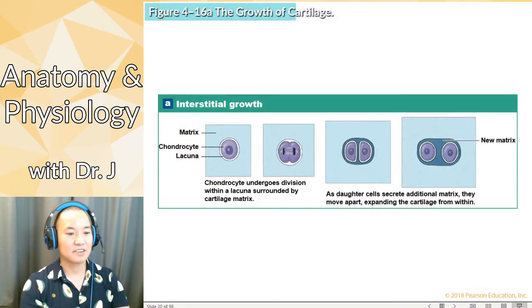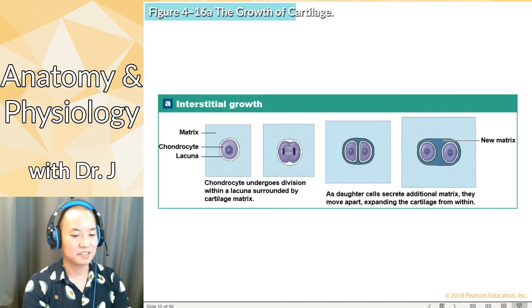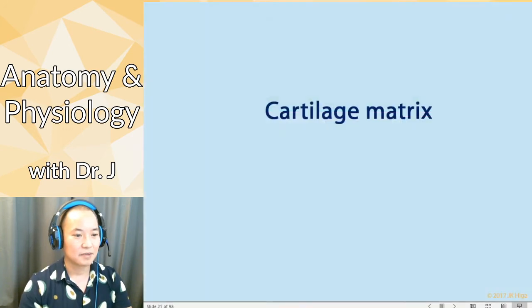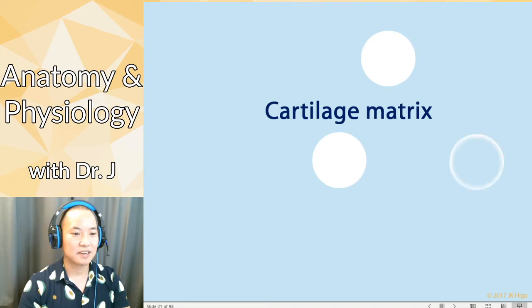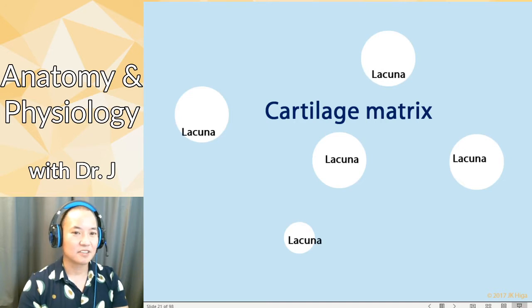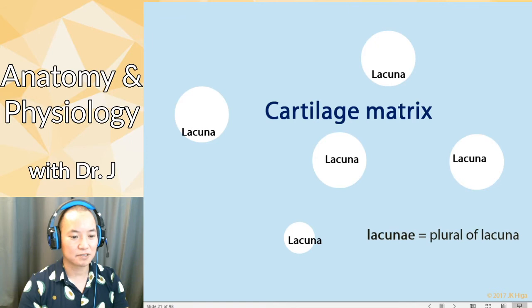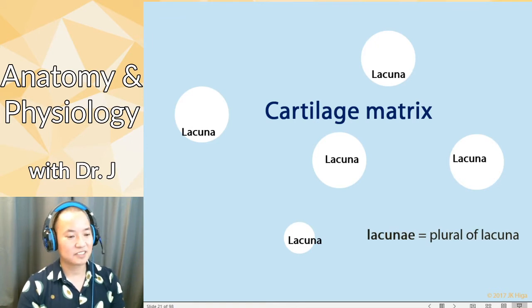Now, this is how cartilage grows. What we have here is a cartoon from the Martini version of the book. I'm going to show you a little animation. So this is the cartilage matrix, and here we have all these little pockets. I'm showing it in 2D, but in reality they're 3D structures. These are called lacuna, or lacunae for the plural. They're referring to the same thing.